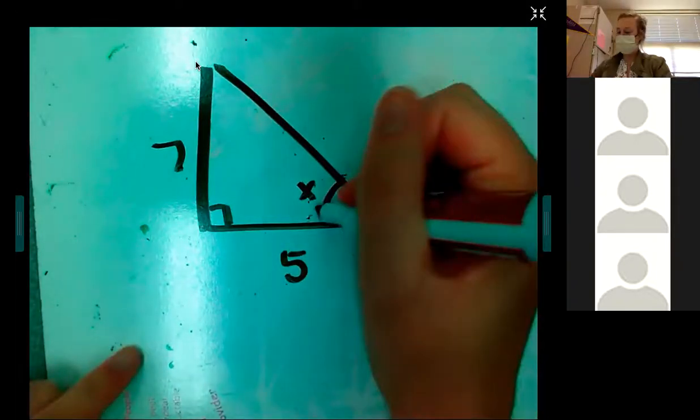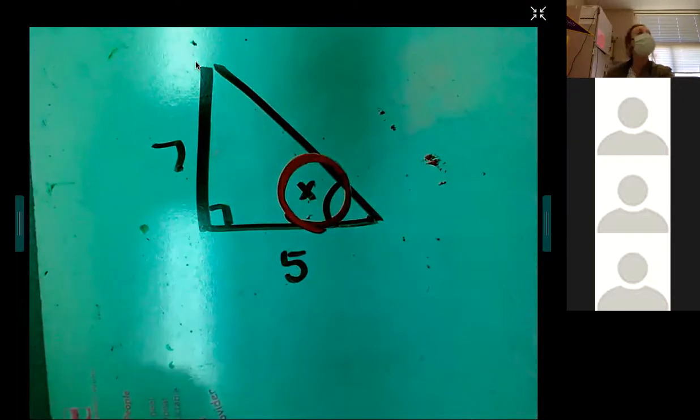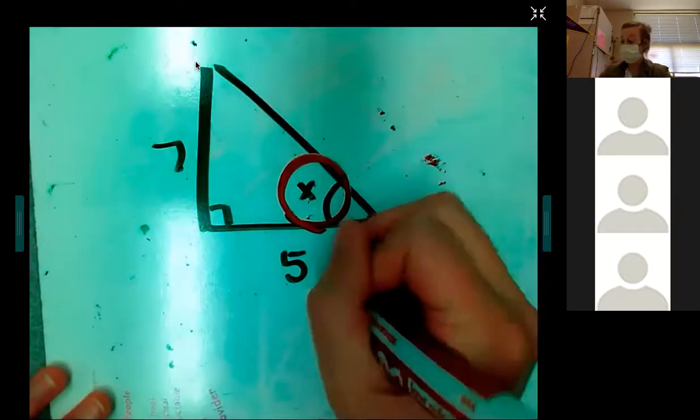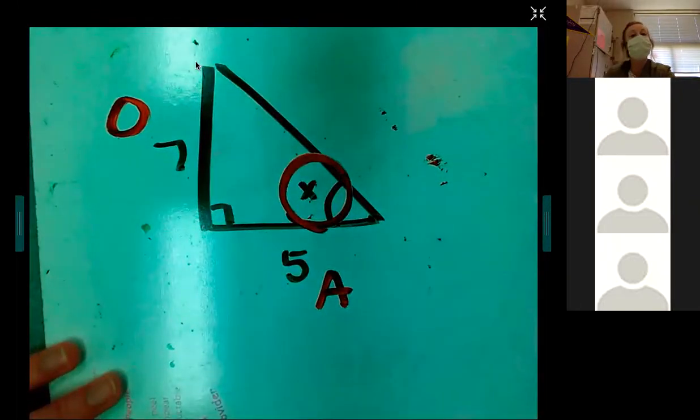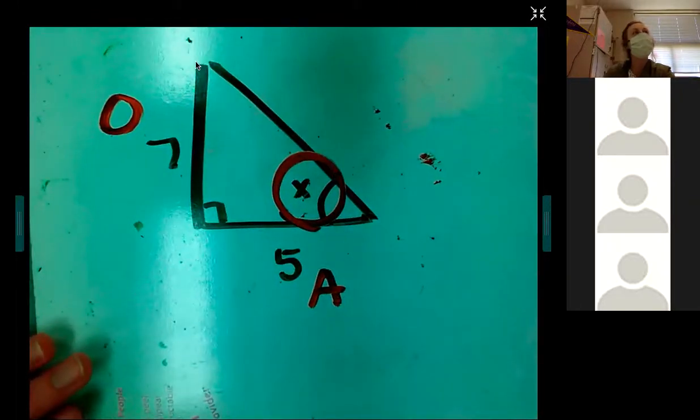Circle the angle. There we go. All right, so looking at this angle, what two sides do I have? The adjacent is 5 and the opposite is 7. So everybody listen. What trig ratio would we use to find this angle?